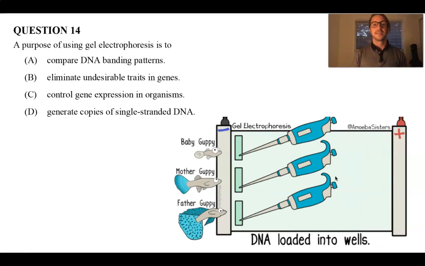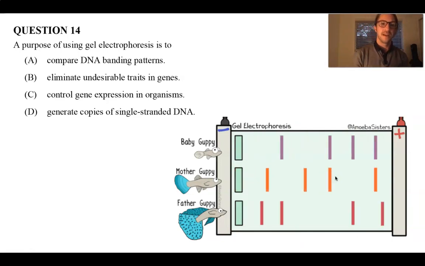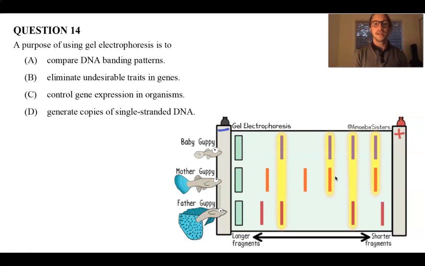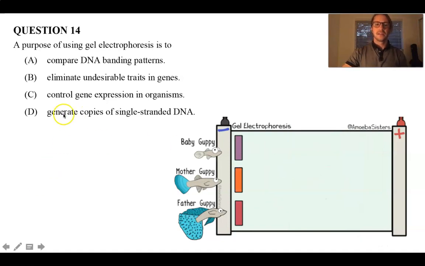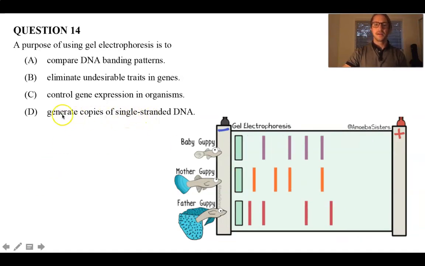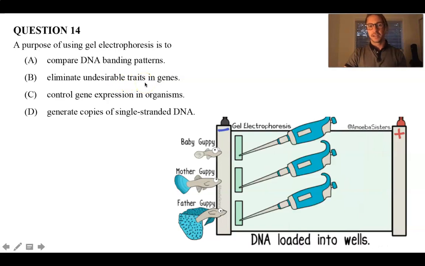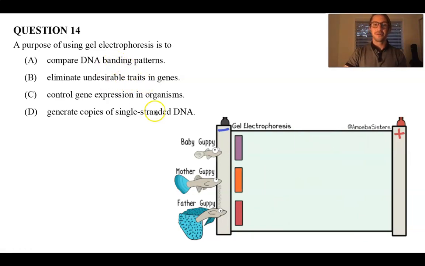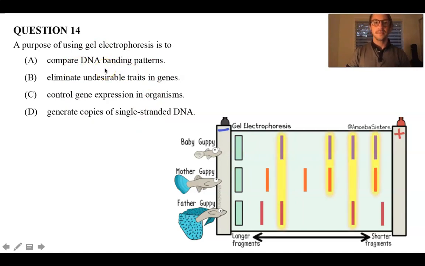Okay, so the purpose of gel electrophoresis is to compare DNA binding patterns, eliminate undesirable traits, control gene expression, generate copies. I feel like this is more maybe PCR. It has nothing to do with gene expression, nothing to do with eliminating undesirable traits. So even through the process of elimination, if you had no idea, it's A. Okay.